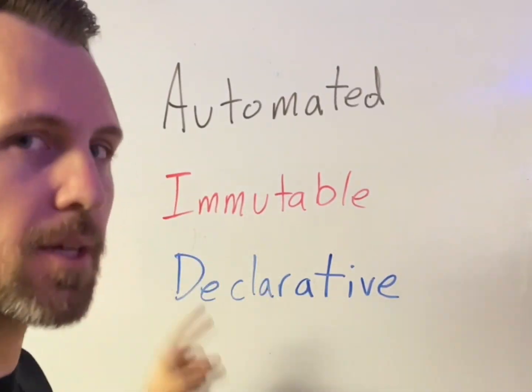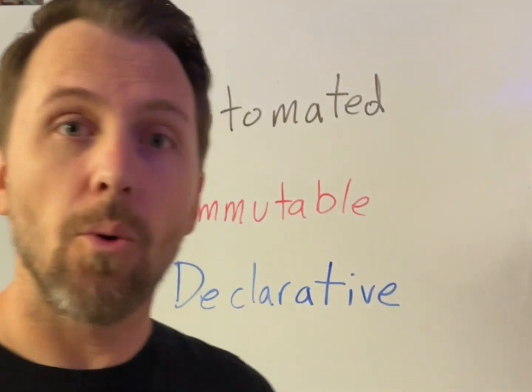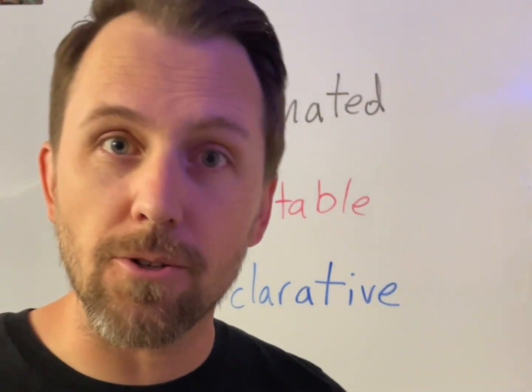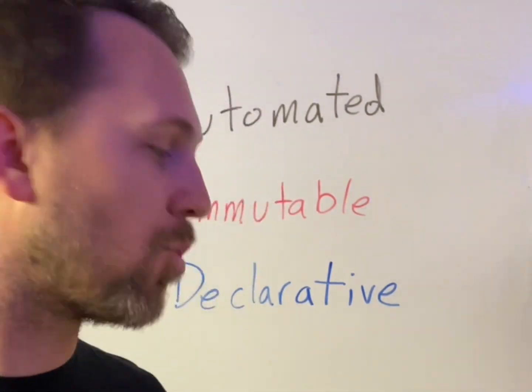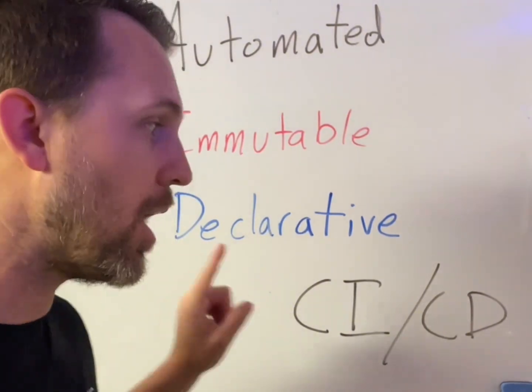Automated, immutable, and declarative, on why these three things are really important for infrastructure. When I was first a sysadmin, we were trying to automate everything. And the reason we were trying to automate everything is because we came into this new world of CI/CD. And CI/CD had a problem.